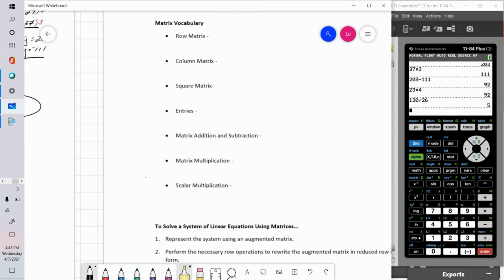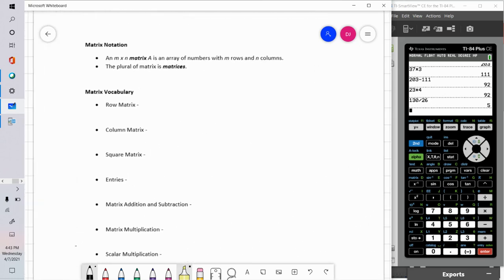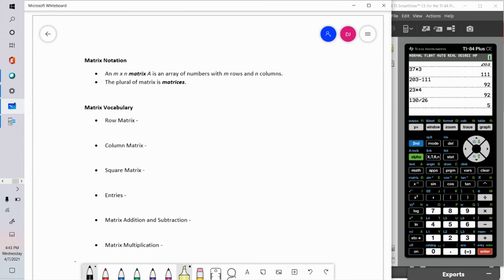So the better way that we're going to explore now is called using matrices. Okay, we're going to use matrices here. So let's take a moment and talk about what a matrix is. Basically, a matrix is an array of numbers with m rows and n columns. Okay, that's helpful. And also the plural of matrix is matrices, kind of like the plural of index is indices. The plural of matrix is matrices.